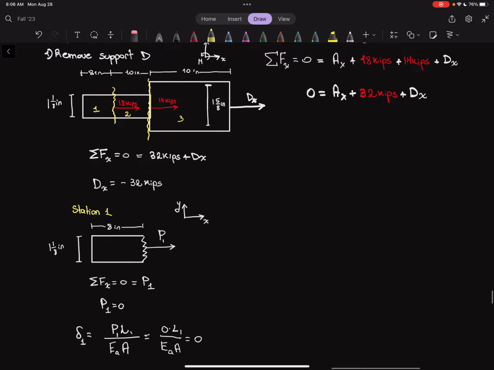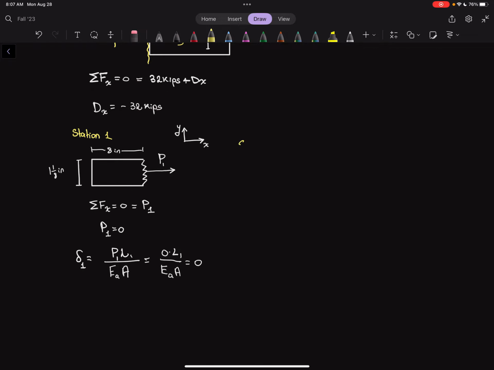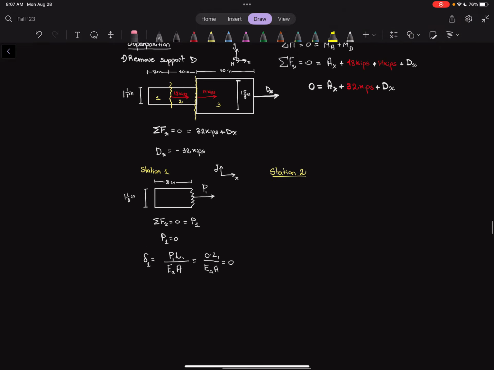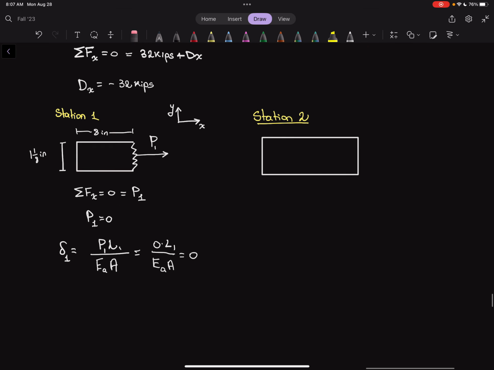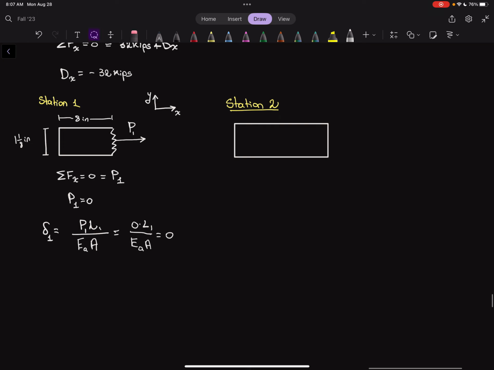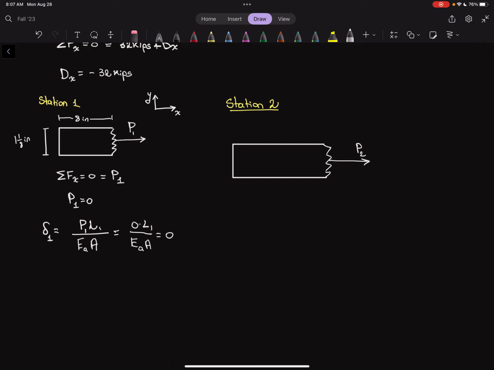Now let's go to station 2. So we'll draw another free body diagram here. And so I want to do it in white here. And so now we're going to have this whole aluminum block. And it's going to be cut right before C. So let me make that clear. It's going to be cut right before C. So we're definitely going to have a P2 in here.